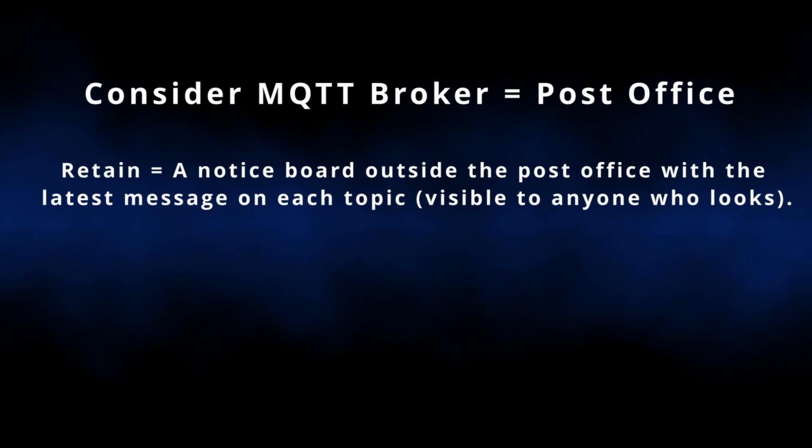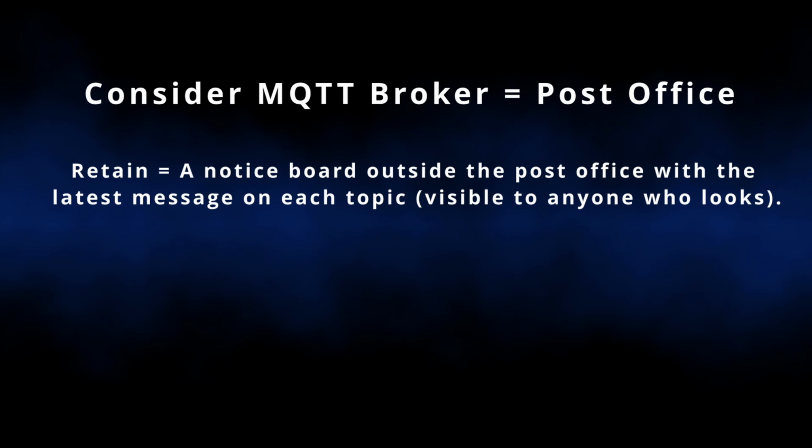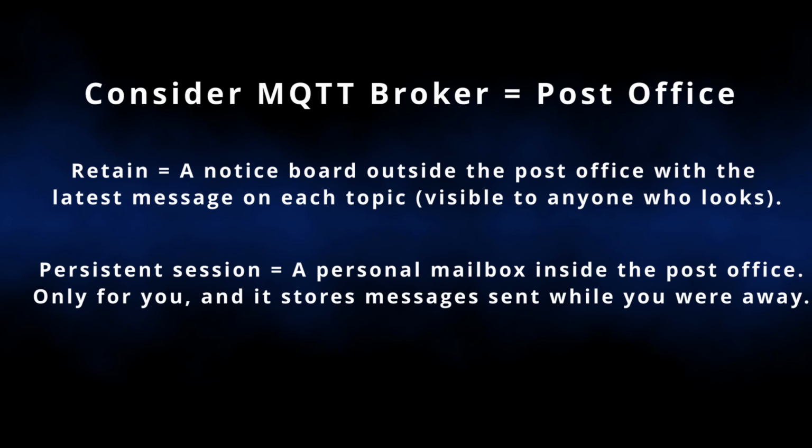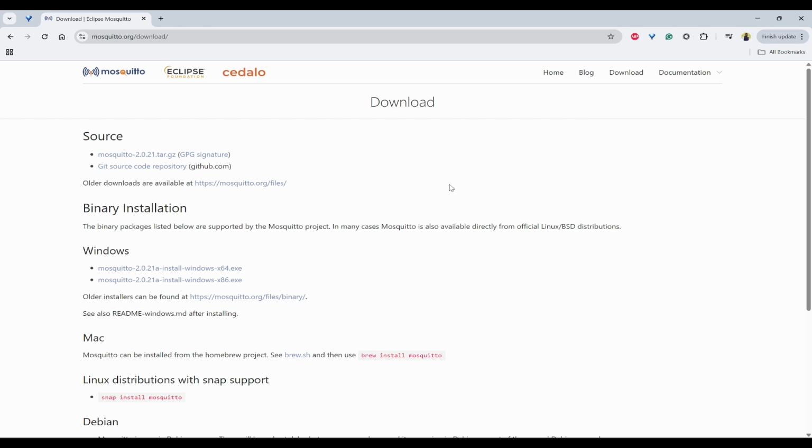Consider your MQTT broker as a post office. Retain means a notice board outside the post office with the latest message on each topic, which means it is visible to anyone who looks. But a persistent session means a personal mailbox inside the post office only for you, and it stores messages sent while you were away.